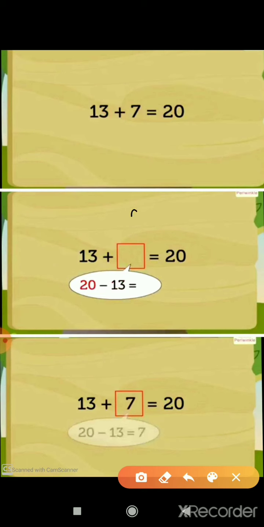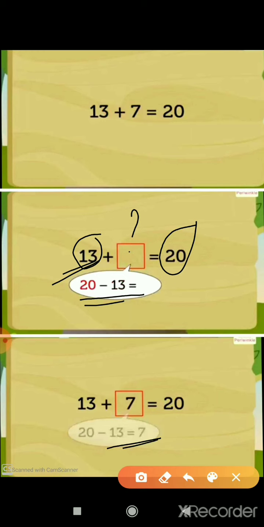What if the second number is missing, students? We will do the same thing. Here we are given 13, right? So what are we going to do? We are going to subtract the given number, that is 13, from the sum, that is 20. Got it, students? So here 20 minus 13. So 20 minus 13 is equal to 7.